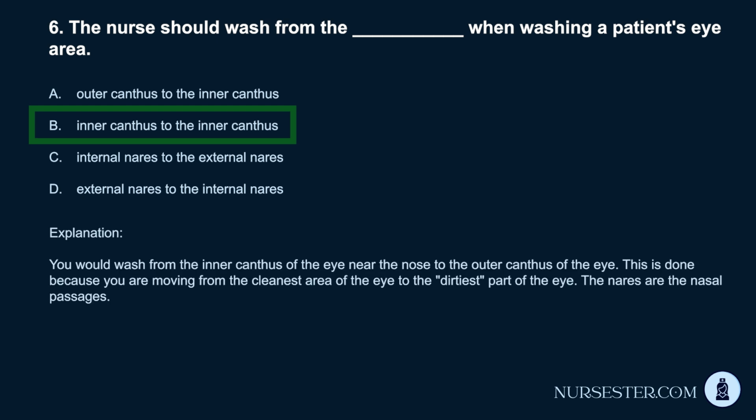You would wash from the inner canthus of the eye near the nose to the outer canthus of the eye. This is done because you are moving from the cleanest area of the eye to the dirtiest part of the eye. The nares are the nasal passages.